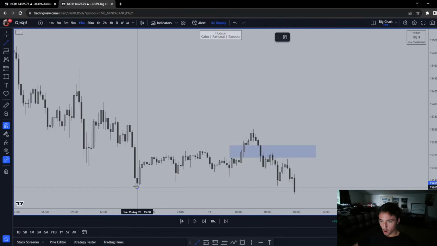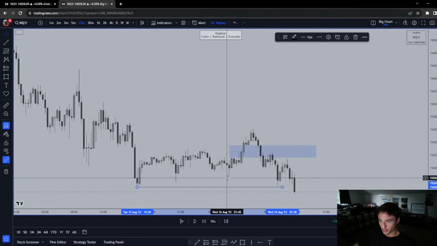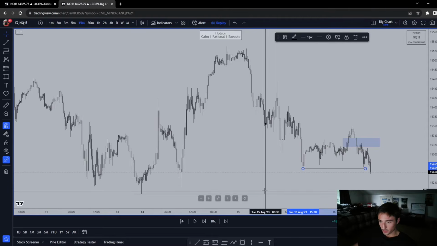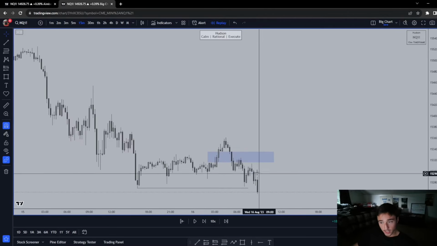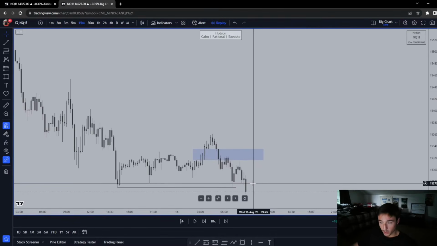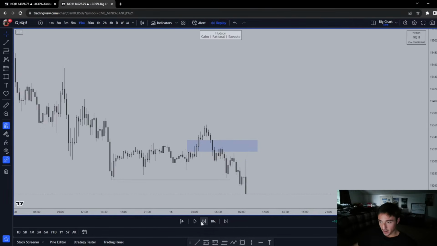Because we did just sweep all of these equal lows. 1, 2, 3, 4 equal lows. So maybe we don't come down the whole way down here. Maybe we don't. I'm not sure. So let's play it out.